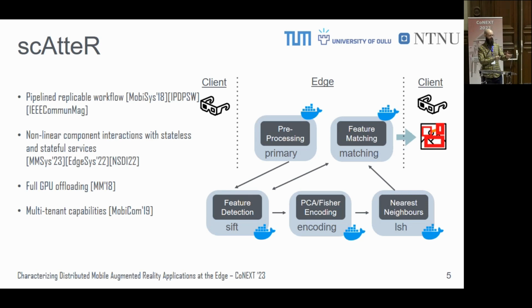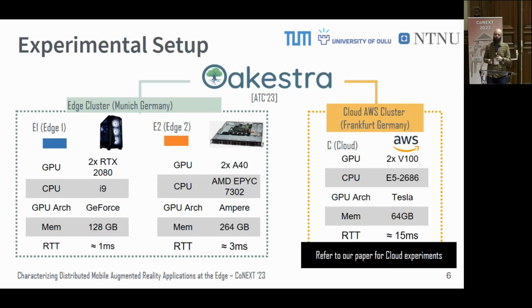So in this case, we have a fully offloaded approach. We have a pipeline where each component is independently deployed and replicable, with nonlinear interaction. So the main question is, how is this performing? In order to do that, we create a setup where we have an edge cluster and a cloud cluster, and we orchestrate the components using an orchestration system.